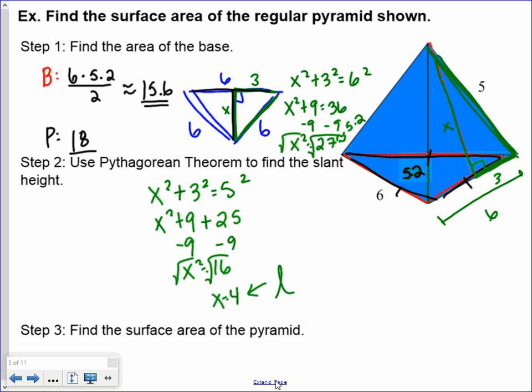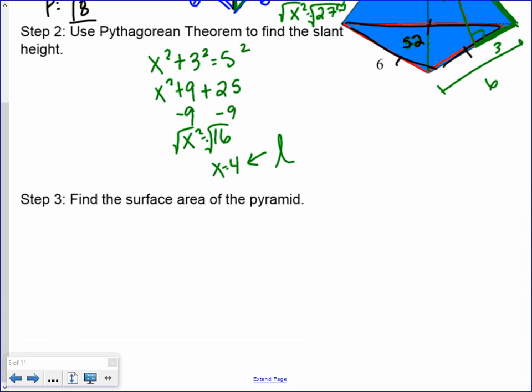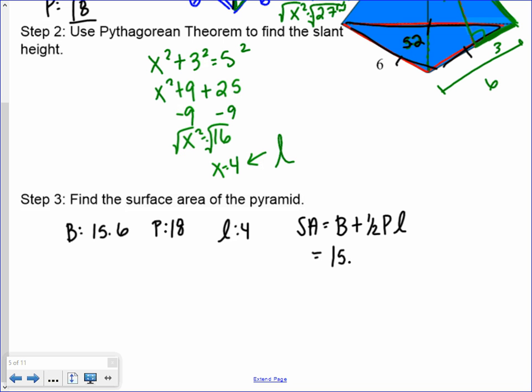And then there's our B, P, and L, so then we just plug it all in. Our B was, I already forgot, what was our capital B? I can't see it now. What was it? 15.6. Our capital P was 18, that was your perimeter. Your slant height was 4. So then your surface area, here's your formula. Our B is 15.6. Our P is 18. Our slant height is 4.